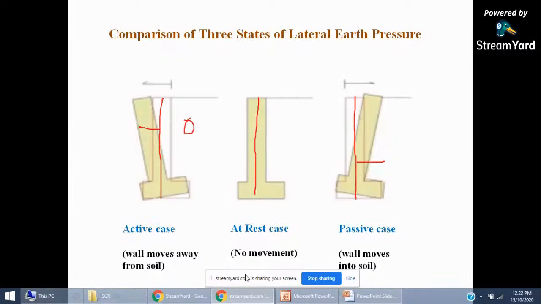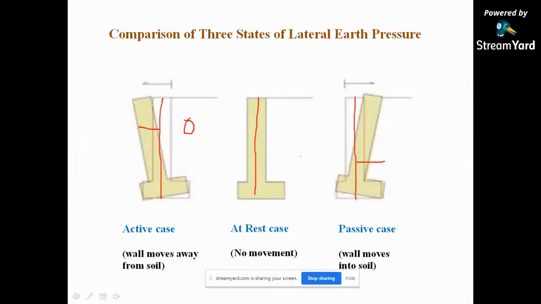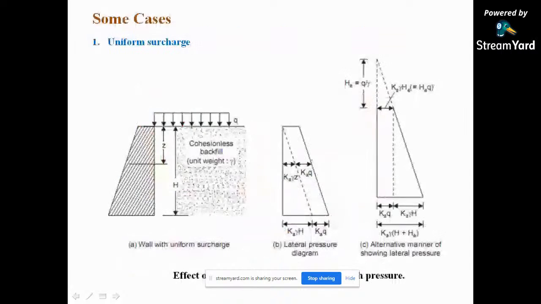So you have to take care that when the wall is moving away from the soil, that is active earth pressure; when there is no movement, the condition is at rest; and if the wall is moving into the soil, then it is known as passive earth pressure. So these are the three cases. Now there are some cases which we have to consider when we are going to solve the numericals.